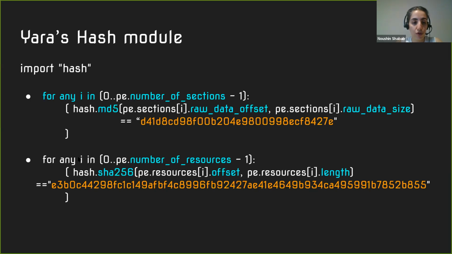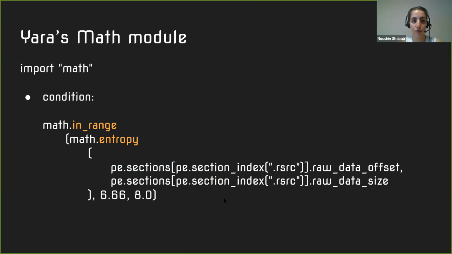Also, the next one, for any i in 0 to pe.number_of_resources minus 1, these are the different resource entries that are found in the resource directory of the file. We want the SHA-256 hash value of that resource entry with the offset and length to be equal to this. So this is how you can use the hash module.